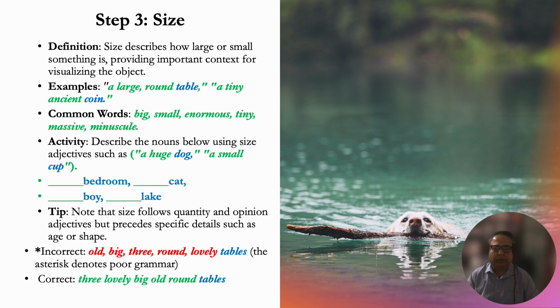Let's move on to the third adjective. It's size. In the adjective order, it is number 3. And size means how large or how small something is, such as a large round table or a tiny, very, very small ancient coin. Some size adjectives are big, small, enormous, tiny, massive, and minuscule. A huge dog or a small cup.